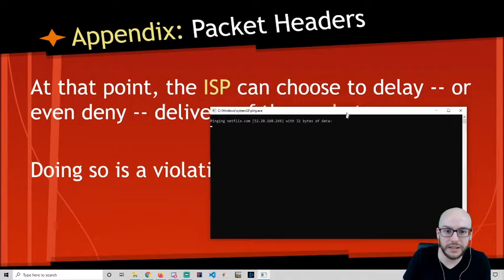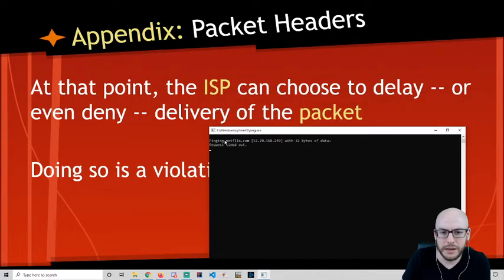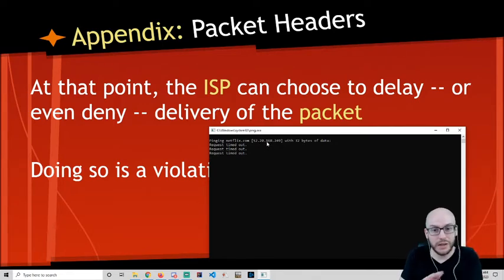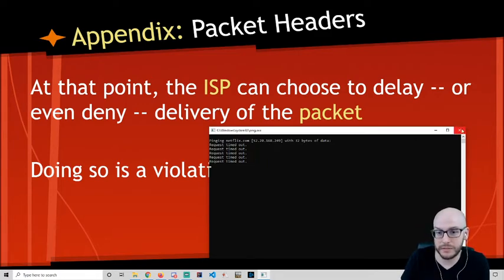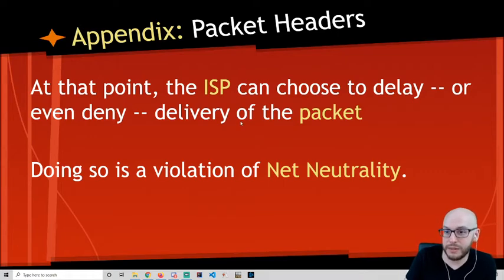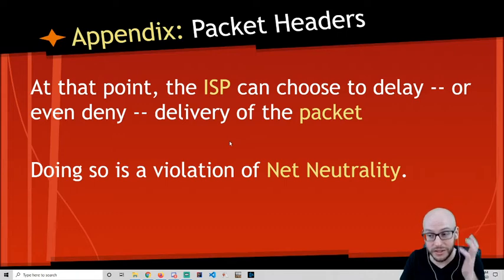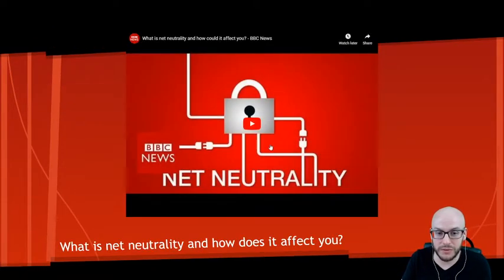This timed out earlier when I did it. It's kind of interesting. But so I'm trying to ping Netflix, right? What's important here is this IP address. Anybody can figure out what the IP address of Netflix is. So when packets go through your router, you can just look at it. I don't necessarily know what's in the packet because it's encrypted, but I can see that you are trying to communicate with Netflix. So at that point, the ISP can choose to delay or even deny delivery of the packet. And this is a violation of net neutrality. Let's watch a quick video on net neutrality and talk about why it's important.